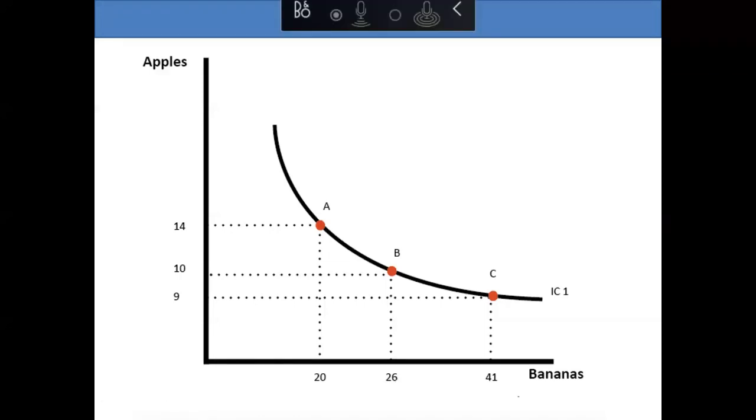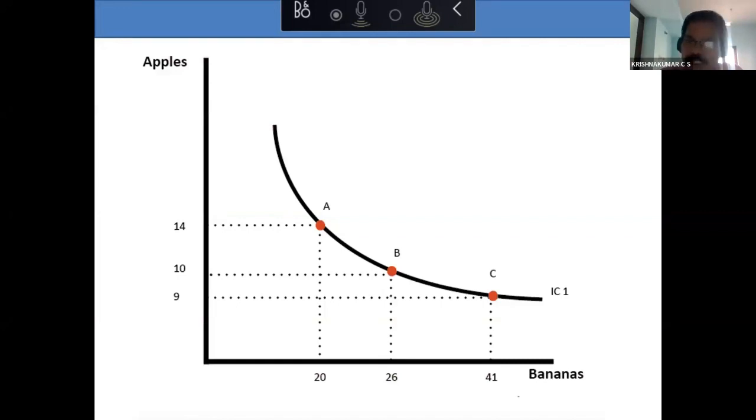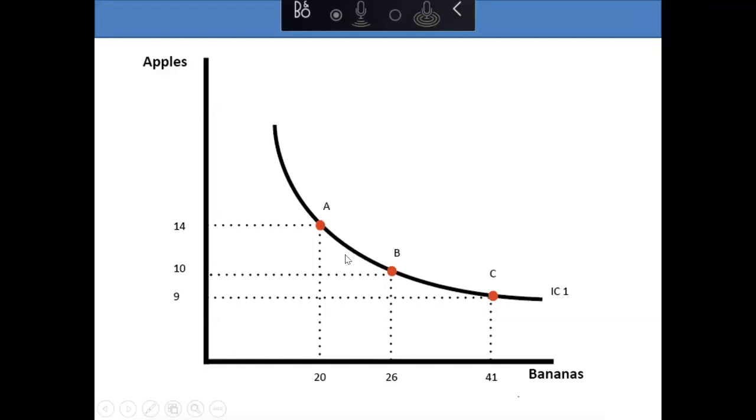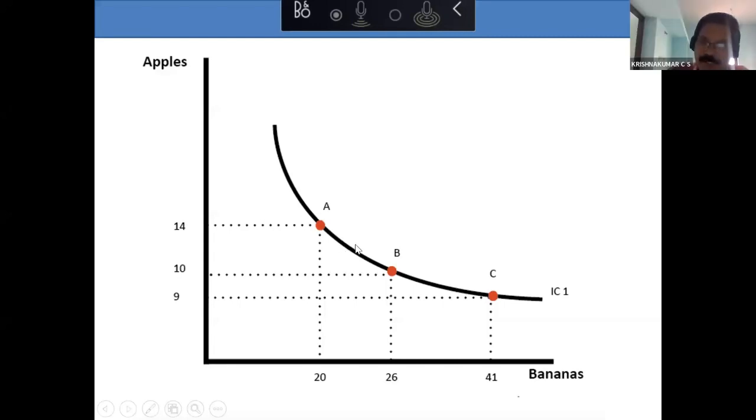Two indifference curves cannot intersect because each one is giving a different level of satisfaction. The higher one will give a higher level of satisfaction, the lower one a lower level of satisfaction. If they are intersecting, at the point of intersection both should be giving equal satisfaction. That cannot happen. Say, for example, suppose here we have another indifference curve, intersecting like this. At least at this point, both should be giving equal satisfaction. That cannot happen.